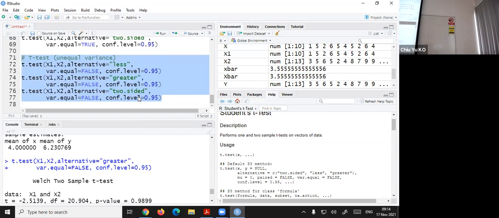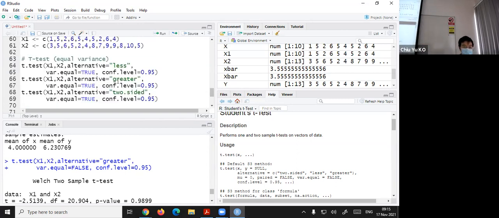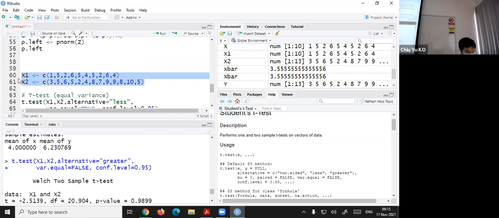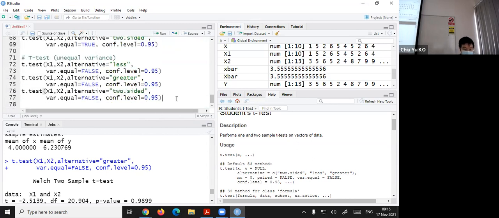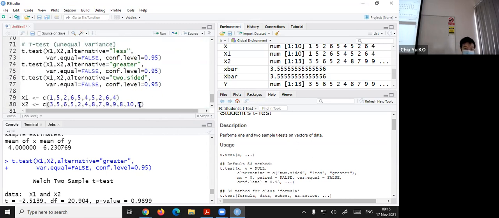I hope you're able to handle this. So now next I want to show is the paired. Paired is very simple, but we need to construct the data. Make sure that they have the same number first. So here are the different numbers, so make sure they are the same. Just take out the last thing. So the same number.